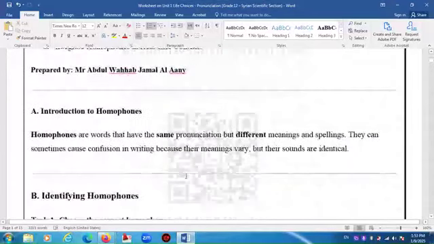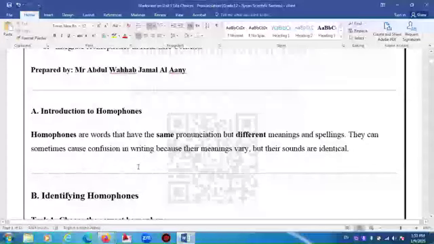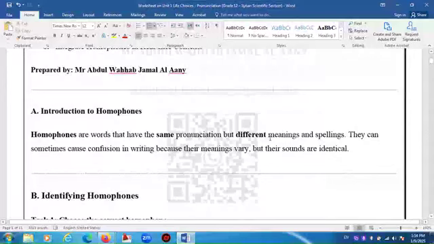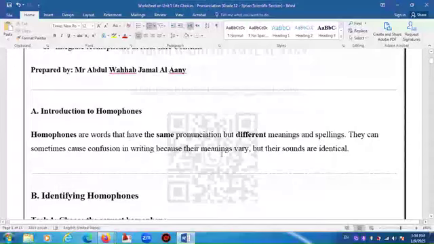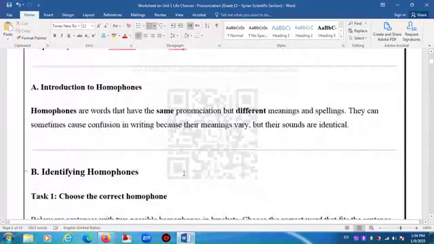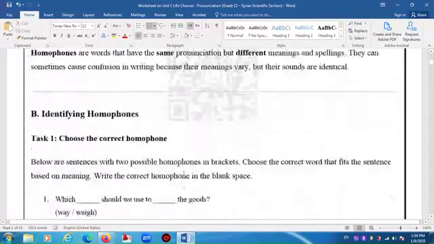Let's start. What are homophones? Homophones are words that have the same pronunciation, but they have different meaning and different spelling. They can sometimes cause confusion in writing because their meanings vary, but the sounds are identical. You have to practice on them. You have to understand the meaning of a sentence and the meaning of the word as well, in order to know which homophone you should choose.